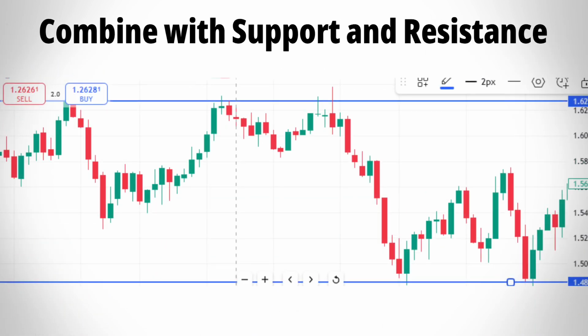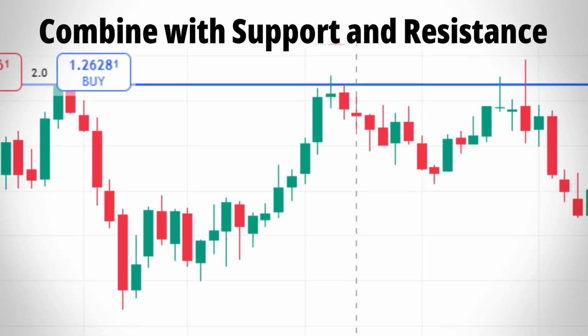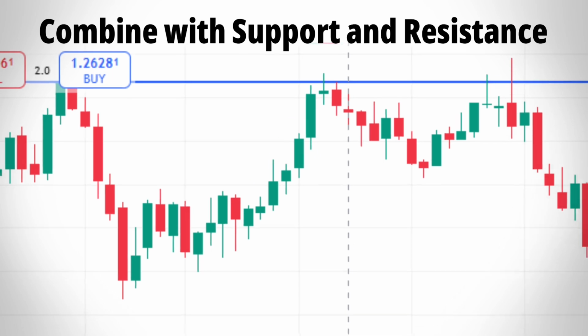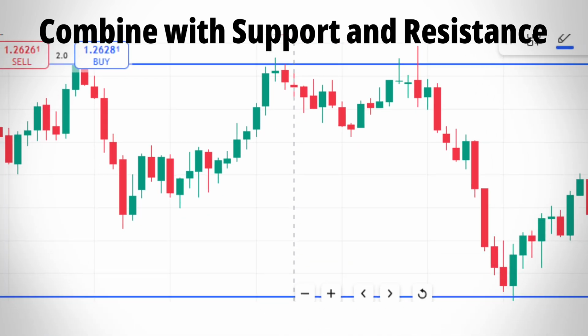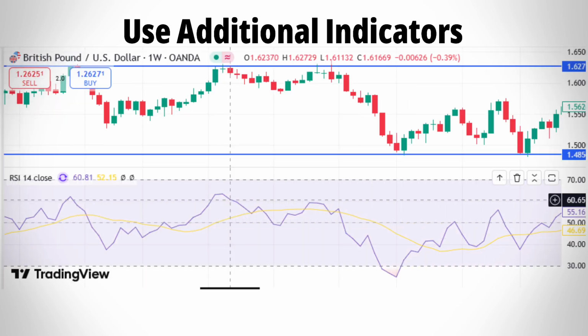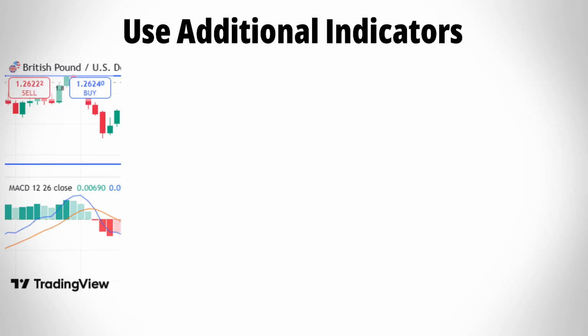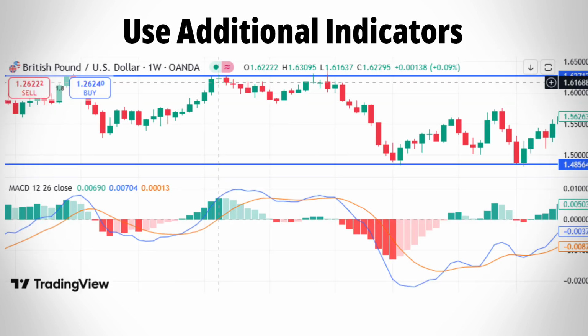Secondly, you want to combine the evening star pattern with support and resistance. The evening star pattern is more significant when it forms near a resistance level or after an extended uptrend. You also can confirm this using trend lines, moving averages, Fibonacci retracement. And of course, to enhance accuracy, you should use indicators like relative strength index, MACD, or whatever indicator suits your strategy.